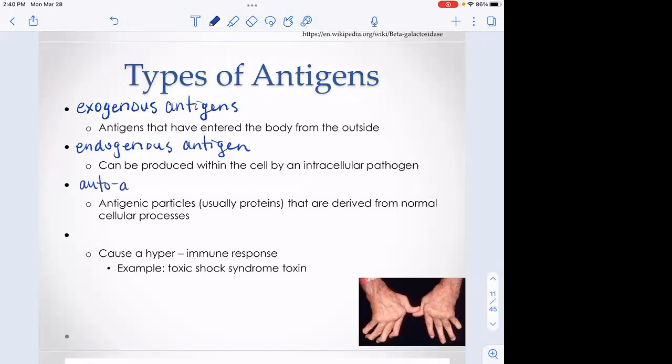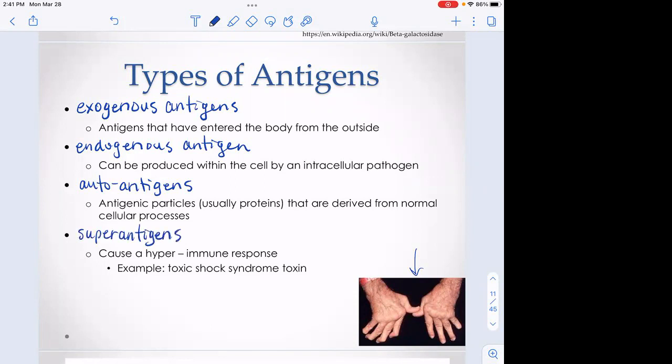Autoantigens. Auto meaning self. Self antigens. They are the proteins especially that you normally have. And under normal immune tolerance, they don't elicit any immune response. They should be ignored by our immune cells. And when they're not, then we could have an autoimmune disease. Like here's somebody that has rheumatoid arthritis. They have immune cells that are targeting the joints there. Very, very painful.